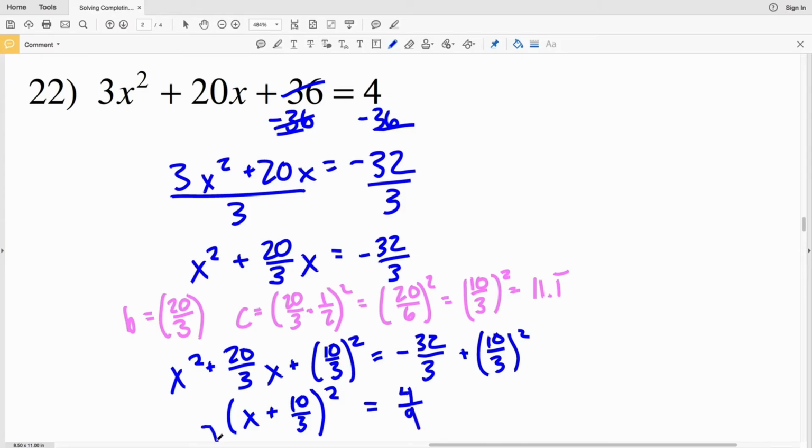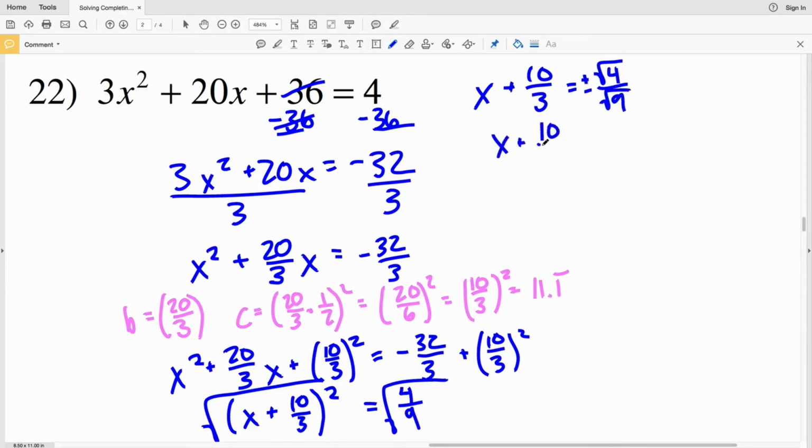And why I'm leaving this in fraction form is because when I take the square root of both sides, I'll get that x plus 10 thirds is going to be equal to a positive square root of 4 over 9 or a negative square root of 4 over 9. I'll write it as the square root of 4 over the square root of 9, and this is either positive or negative. So x plus 10 over 3 equals a positive 2 thirds, or it equals a negative 2 thirds, since the square root of 4 is 2 and the square root of 9 is 3.